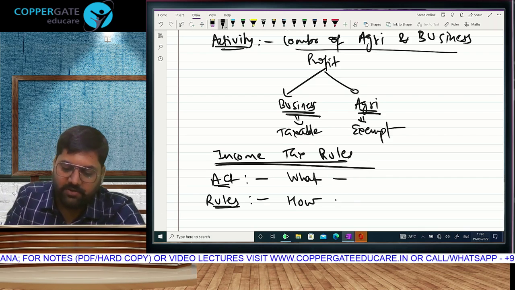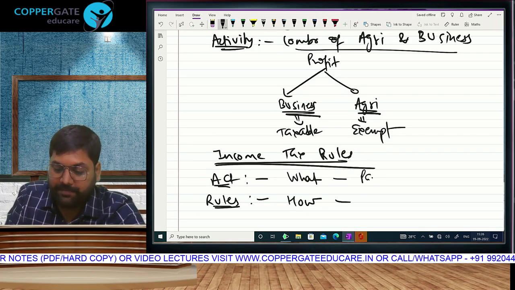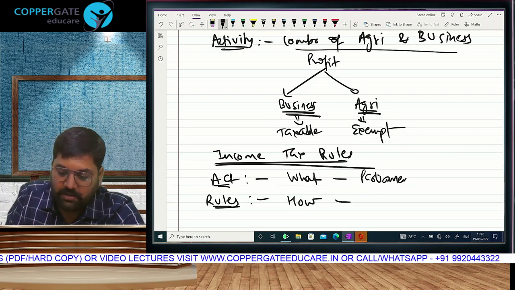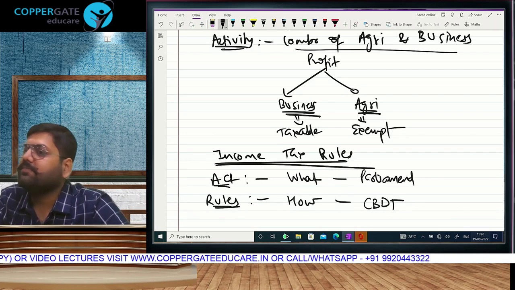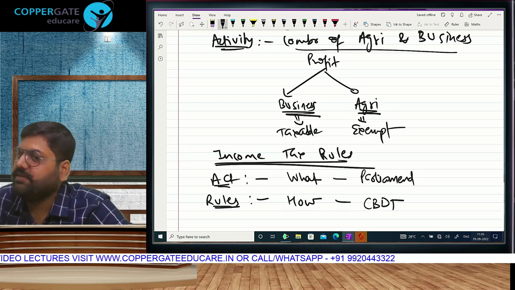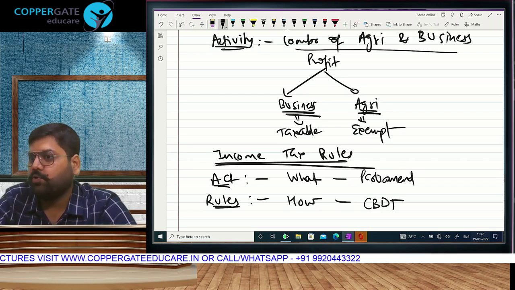Just for additional knowledge, act is made by parliament. Parliament में law enact होता है, law pass होता है. Rules are made by papa. CBDT, income tax के father is CBDT. Whatever CBDT says, entire department has to listen. I have told you this before.